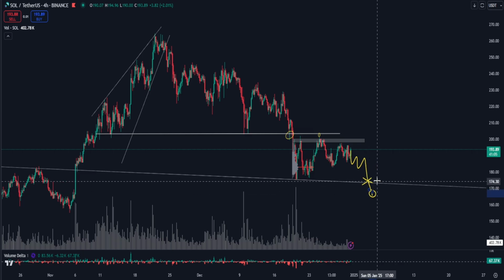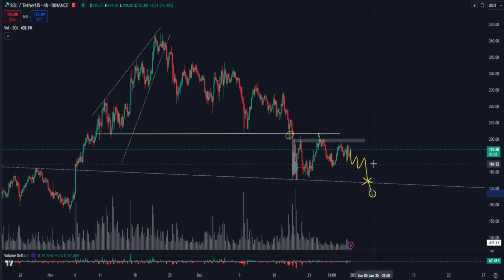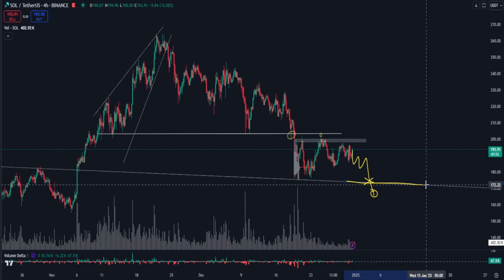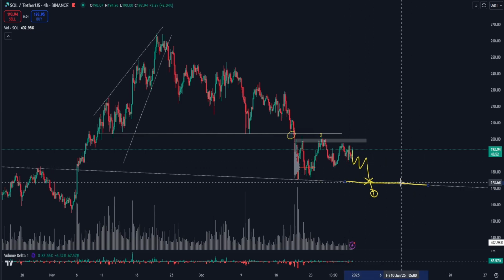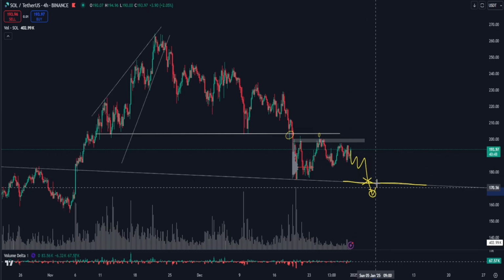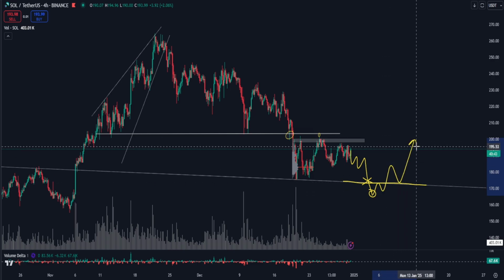In that case, the price could give us a minor trap below this structure. So if we see a trap here, we don't need to lose all hope. Instead, we should observe what Ethereum and the rest of the assets are doing to properly assess this movement as a trap while waiting for its recovery.